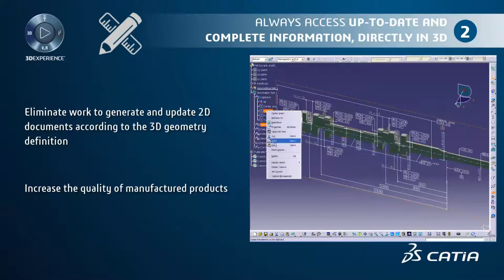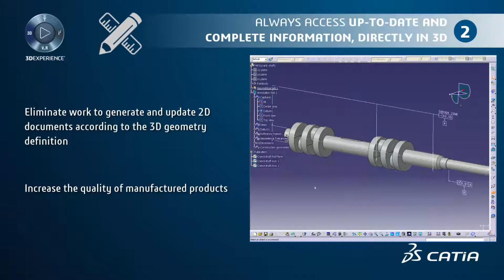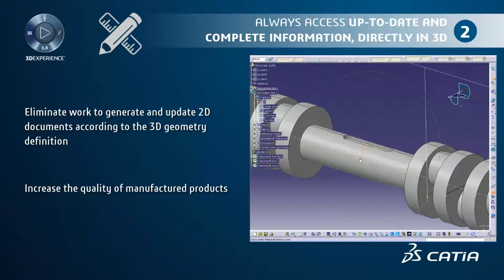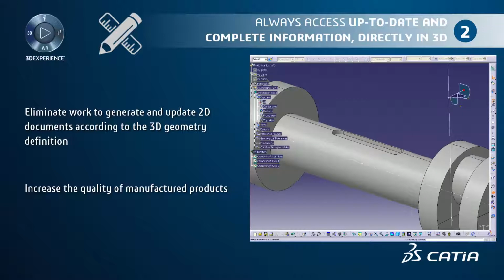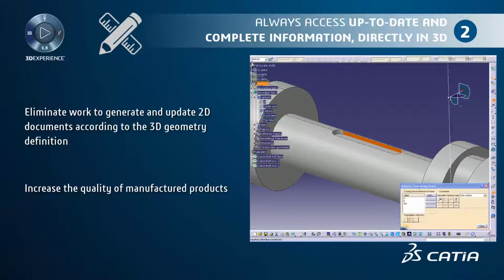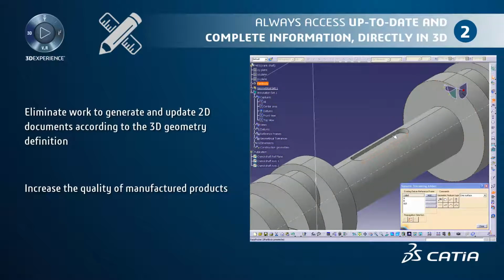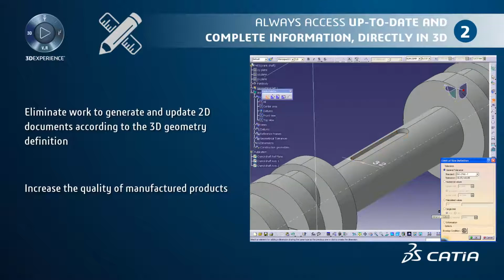CATIA Functional Tolerancing and Annotation ensures the easy definition and management of 3D tolerance specifications and annotations of parts and assemblies. It reduces reliance on 2D drawings by capturing all drawing information, 3D tolerance specifications, and annotations inside the 3D model. The Tolerancing Advisor command allows the user to check the correctness of all annotations according to your chosen standard. This is what is used here for tolerancing the keyway.